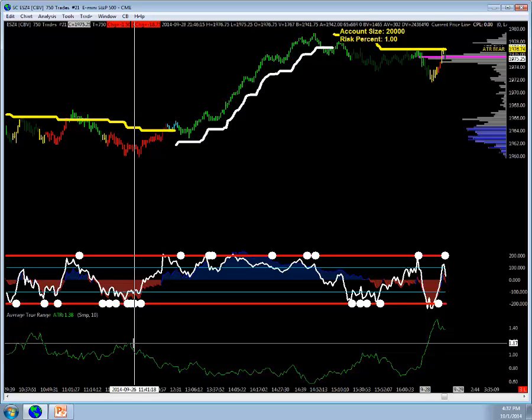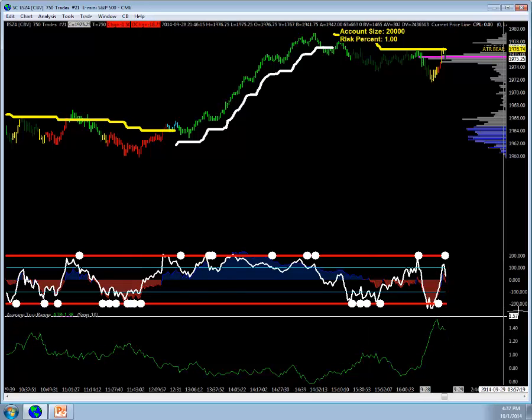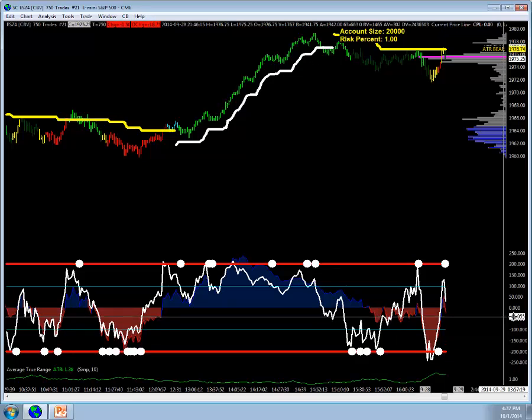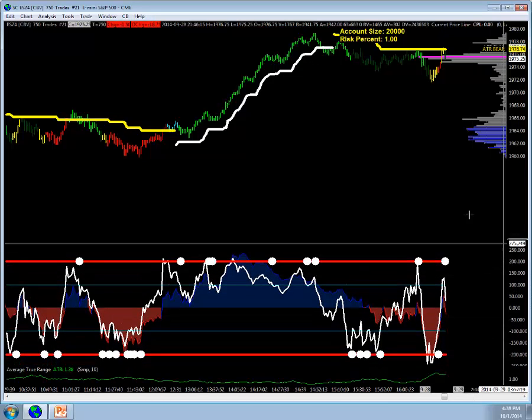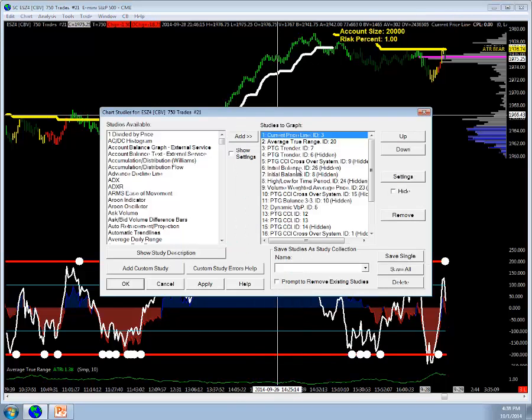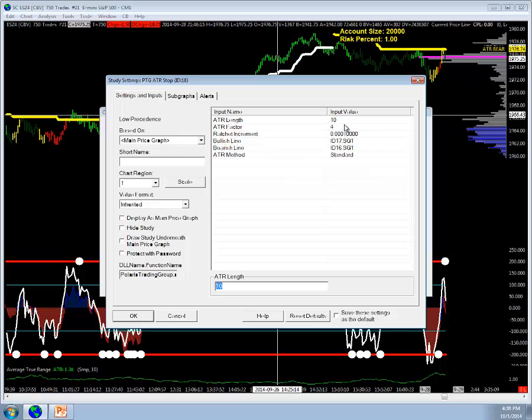Okay, so it is self-adjusting. The ATR stop line is self-adjusting. That's the basis of it. And what we do is take that value, and let's go into the ATR itself, the settings. In the settings you'll see the ATR length is 10 and the ATR factor is 4.